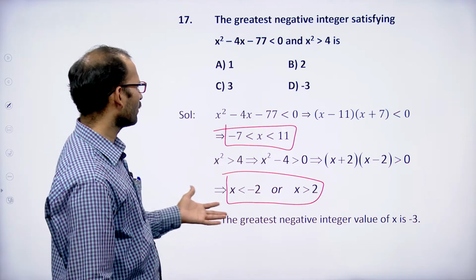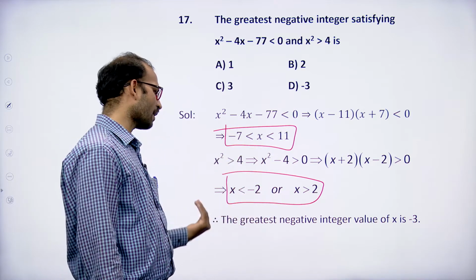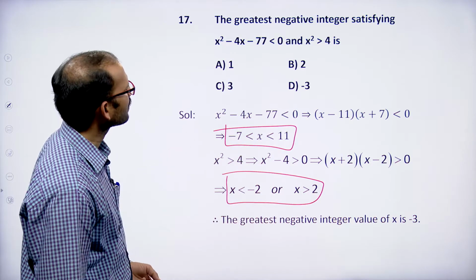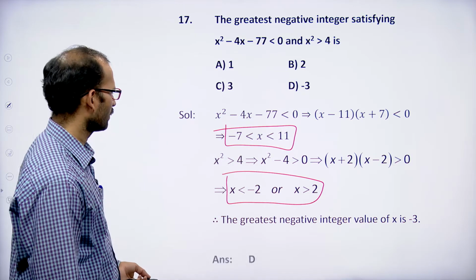So what is the greatest negative value of x? x lies between minus 7 and 11, x lies between minus 2, x is less than minus 2 and x is greater than 2. So minus is the greatest integer which satisfies this one. Is it okay? Right.